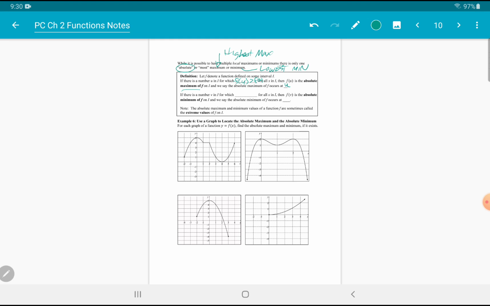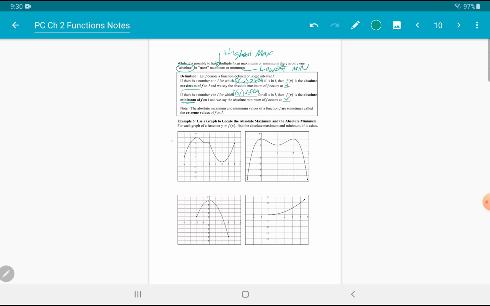Okay? Now, same thing for minimum. If we want to find that lowest point, what we're saying is that if that occurs at some v value, then f of v is going to be smaller than all other f of x values, and the minimum occurs at the value of v. Okay? Let's do one of these examples together, and then you'll do the rest on your own.